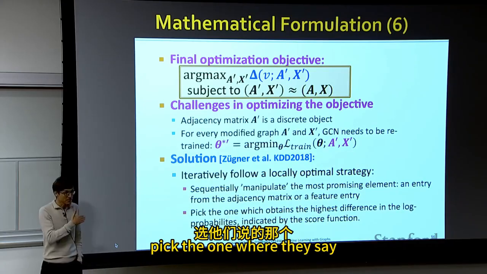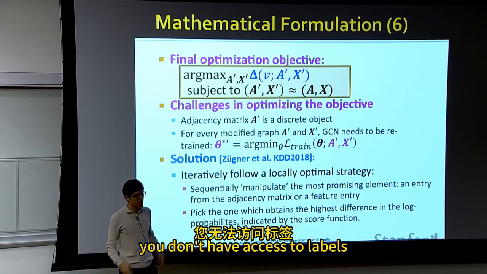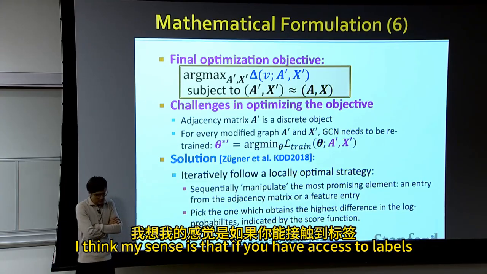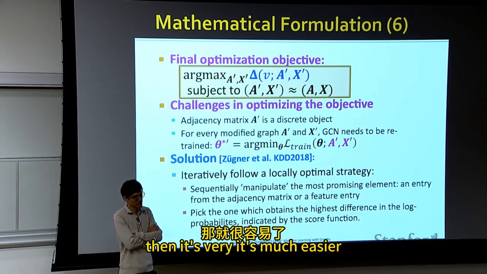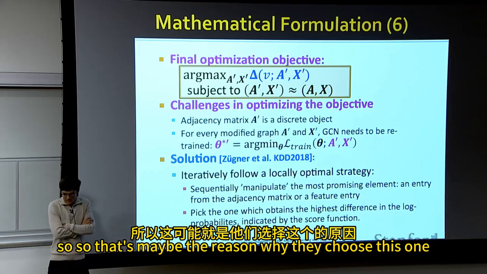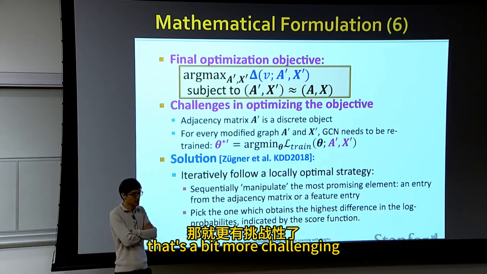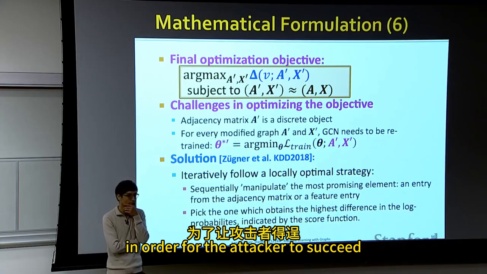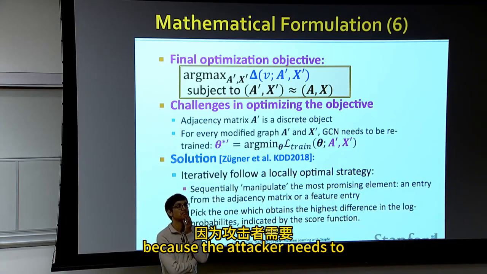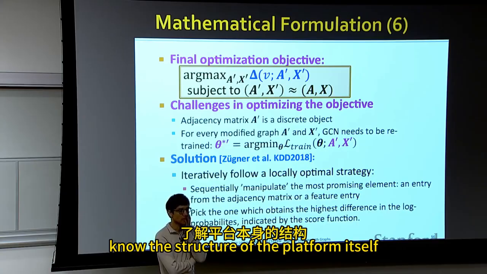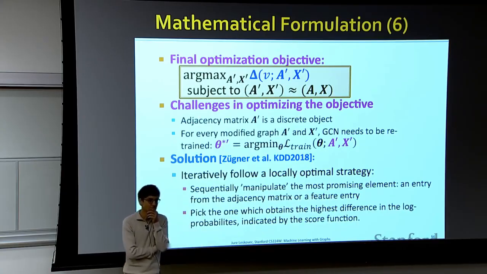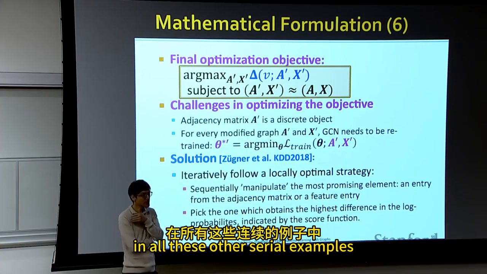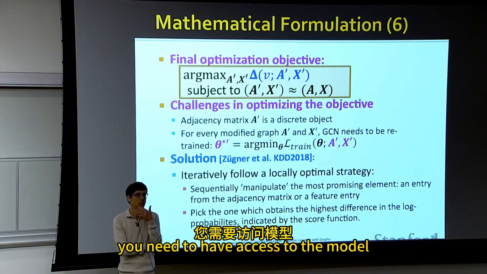Here the authors pick the one where they say you don't have access to labels because labels are external. My sense is that if you have access to labels, then it's much easier. So that's maybe the reason why they choose this one. That's a bit more challenging. In order for the attack to succeed, does the attacker need to know the structure of the model itself? Correct. In this case, we are assuming the attacker knows the structure of the model itself. In all these adversarial examples, you need to have access to the model.